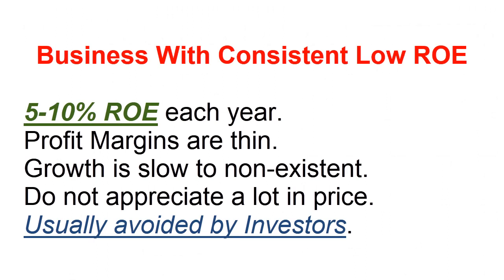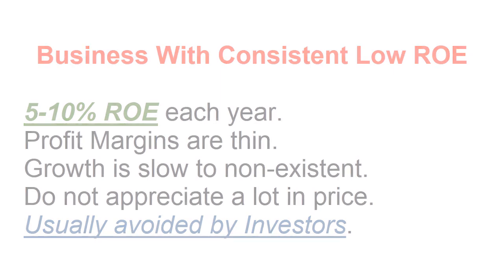First is business with consistent low ROE. Businesses with consistent low ROE usually show 5 to 10% ROE each year. We can say that these are those businesses that are somehow surviving in market. In majority of cases, their profit margins are thin. Growth in earnings and business is extremely slow to non-existent. They usually do not appreciate a lot in price, and mostly we avoid investing in such businesses.